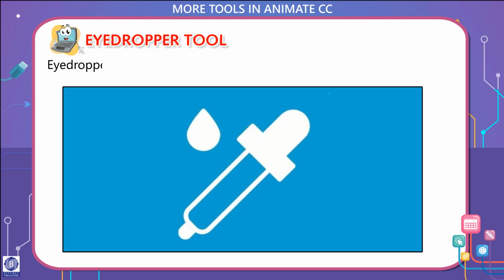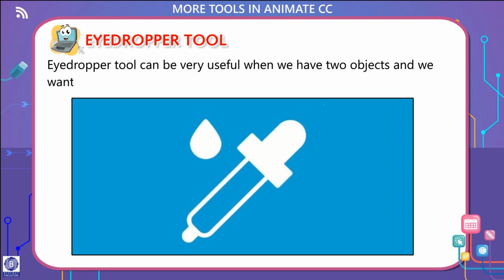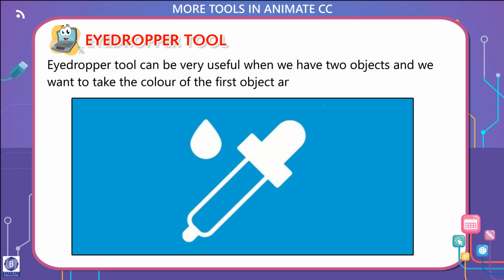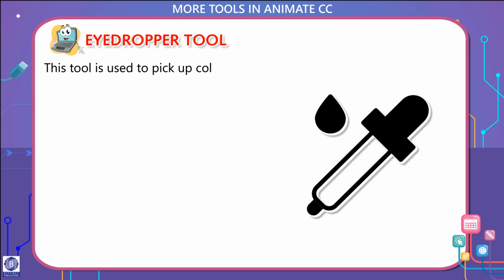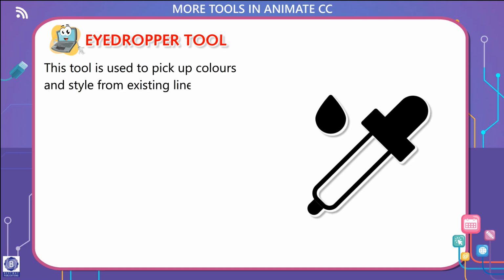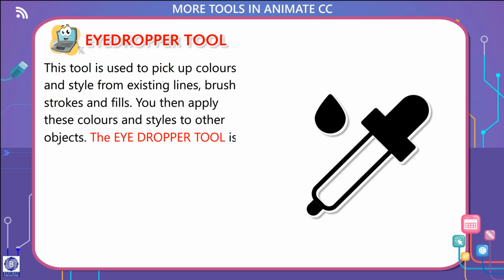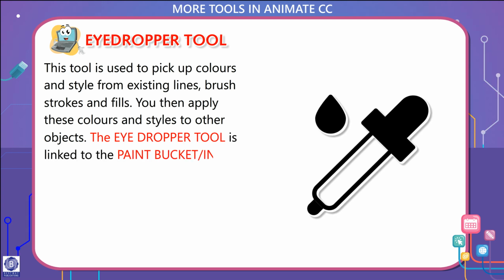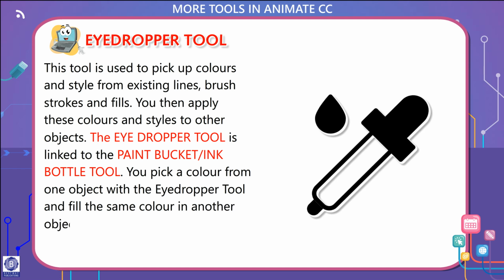Eyedropper tool. Eyedropper tool can be very useful when we have 2 objects and we want to take the color of the first object and want to apply that to the second object. This tool is used to pick up colors and style from existing lines, brush strokes and fills. You then apply these colors and styles to other objects. The eyedropper tool is linked to the paint bucket or ink bottle tool. You pick a color from one object with the eyedropper tool and fill the same color in another object with the paint bucket or ink bottle.